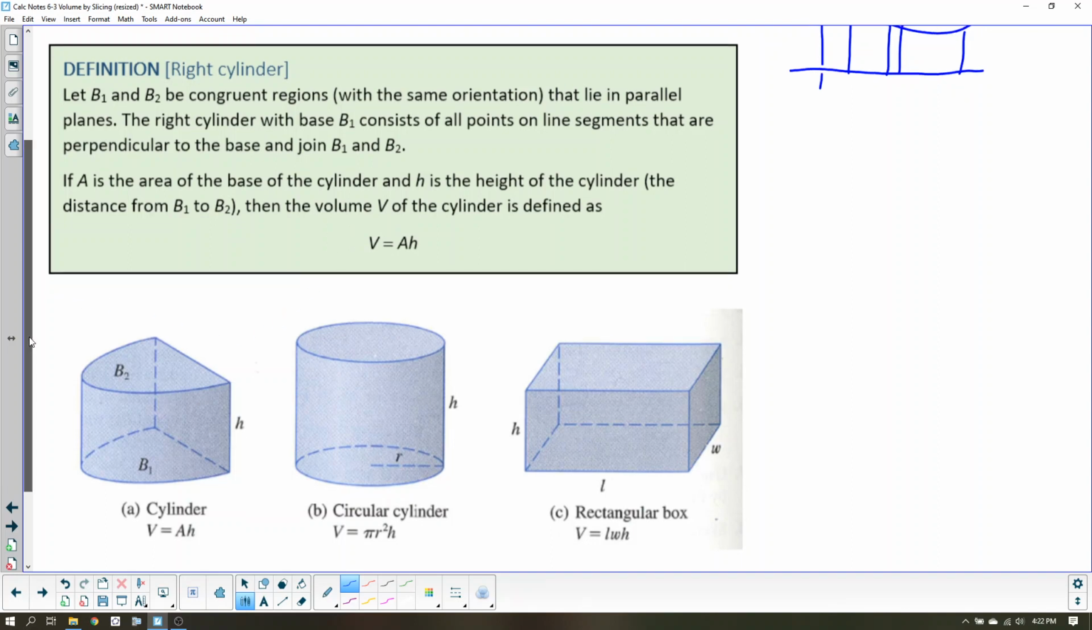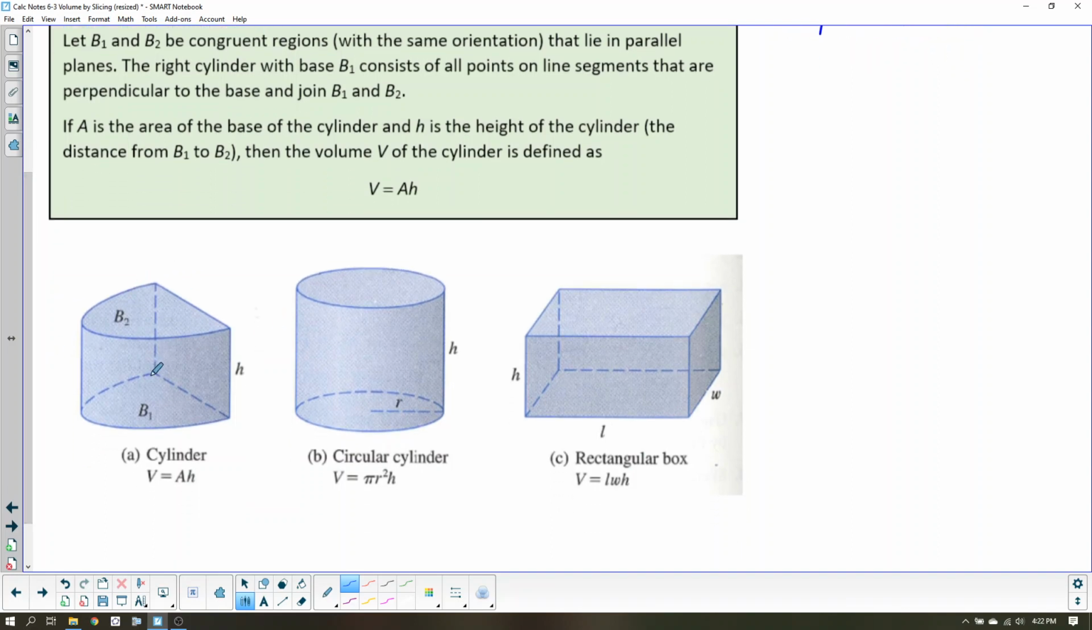So the basic idea for a cylinder is this. Imagine you have some region, we're going to call that region B1, and you make a copy of that, a congruent region to that. This is B2. And then you arrange them so that they are parallel to each other and they're oriented in the same direction. So essentially you just copy this and stretch it up. The cylinder just consists of all the points that lie on perpendicular lines between them, just making that into a solid. So this is actually a right cylinder. The reason we call it a right cylinder is because we're joining them with perpendicular segments.